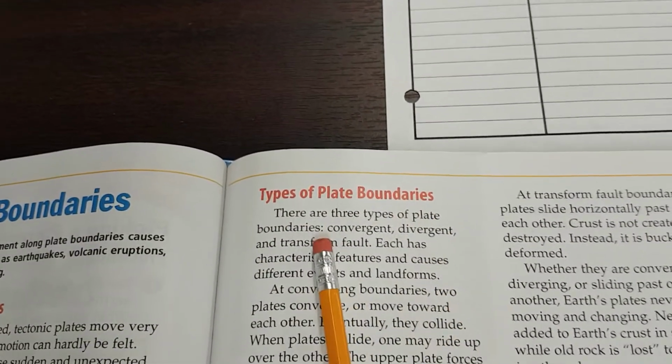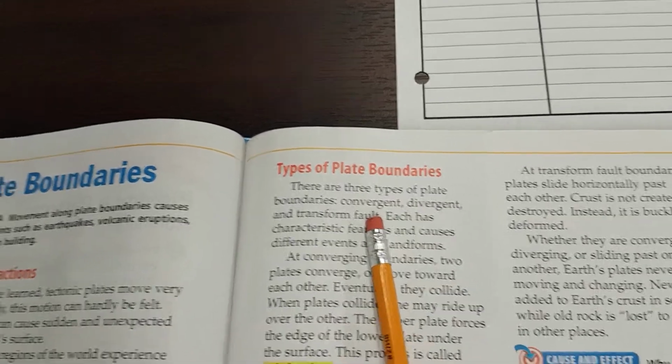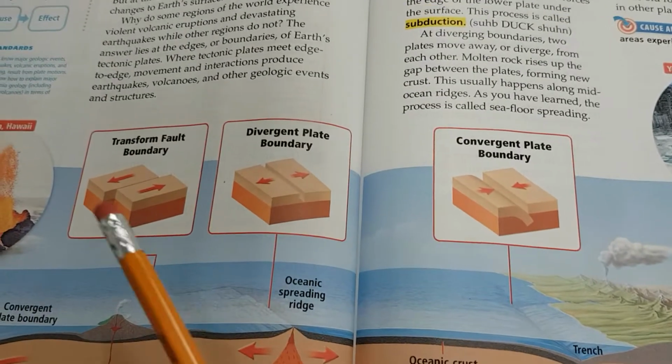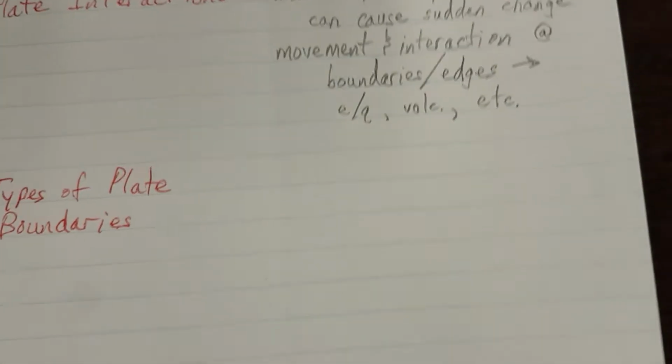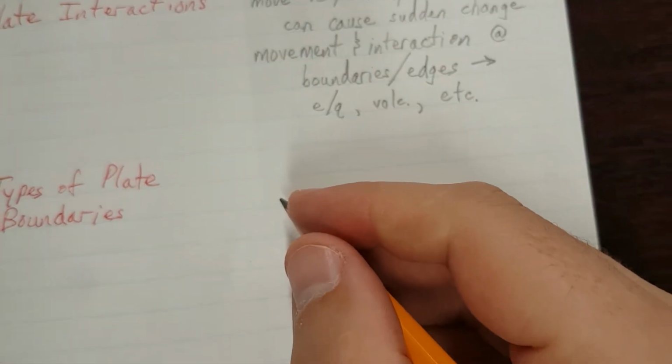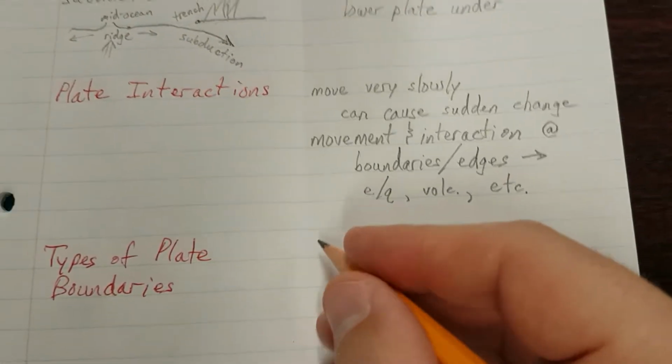There are 3 types of plate boundaries: convergent, divergent, and transform fault. Okay, that's important. And there's 3 pictures. Guess what we're going to do? Draw 3 pictures. Okay, let's do it in the same order that they do it in. Let's put transform fault on the left.